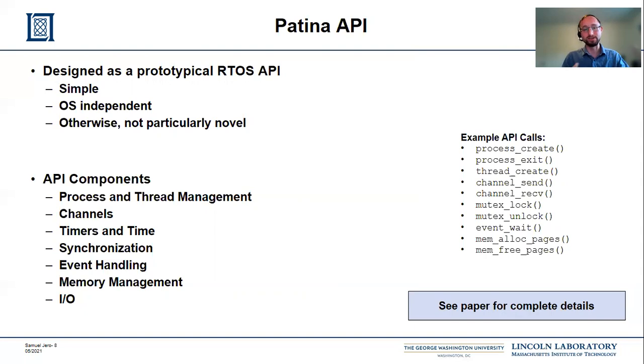Our API has 7 major components. We have process and thread management. We have channels. We have timers and time, synchronization, which in particular we provide mutexes and semaphores, event handling to let other elements of the system notify applications about events, for instance, timers firing or channels being ready. We also have memory management and then some basic I/O. While we don't have time to cover the full details of our API here, you can look at the paper for a complete list of all functions in our API.